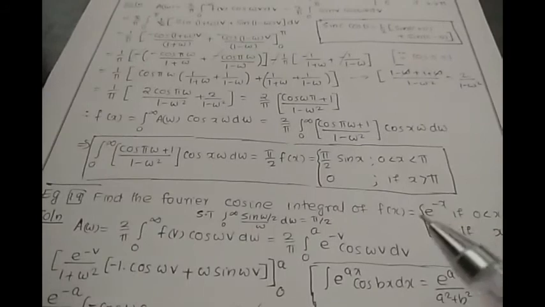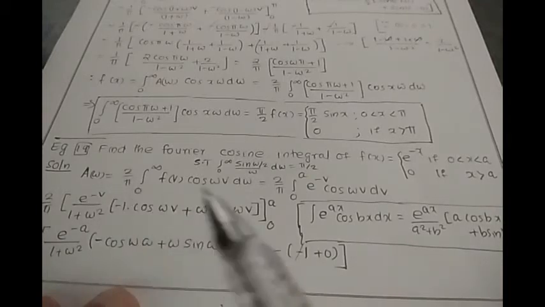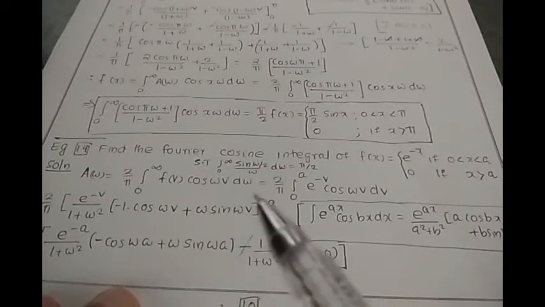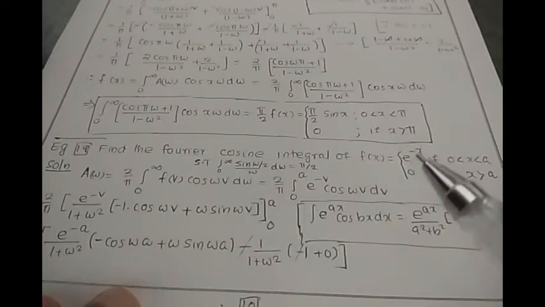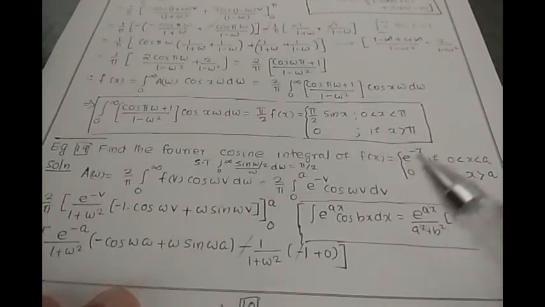Next question, we have to find the Fourier cosine integral of f of x equal to e raised to minus x between 0 and a, and for x greater than a, it is 0. So we write the Fourier cosine integral here. For that we have to write A(omega) first, which is equal to 2 by pi integral f of v cos omega v dv, and substituting f of v here, which is e raised to minus v, since f of x is e raised to minus x.